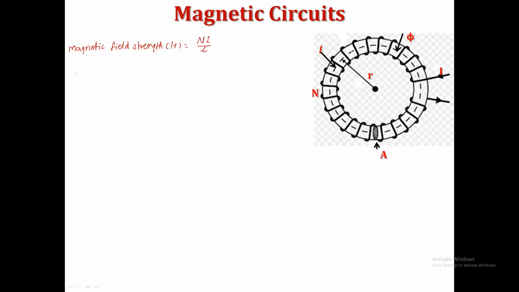The other term is the flux density. What is the formula for the flux density in the medium? I say that B is equal to mu into H. Do you remember this formula?